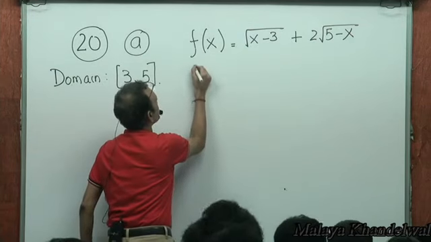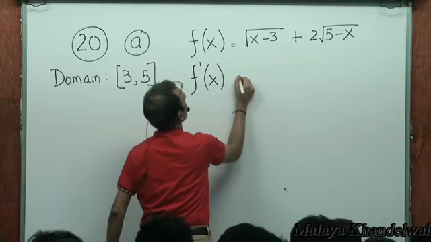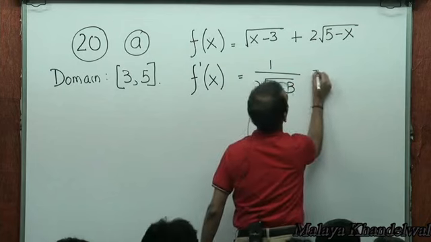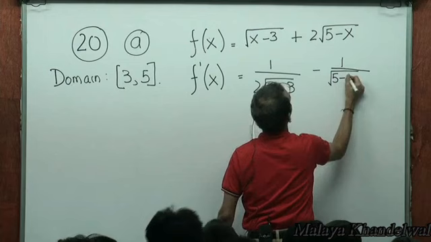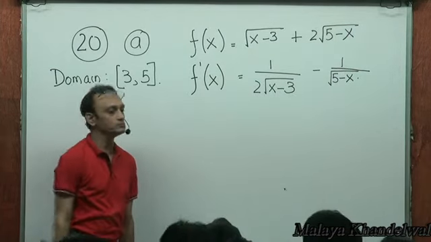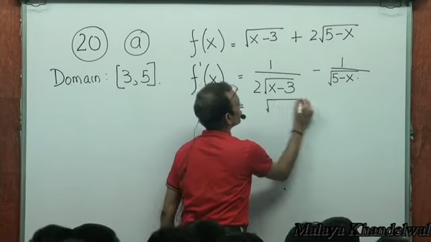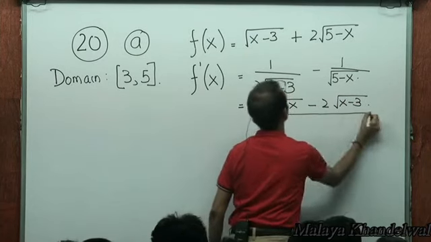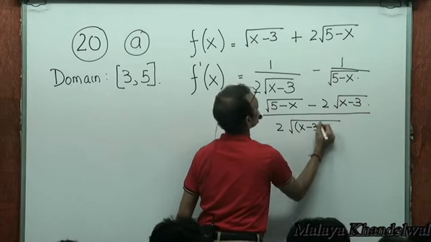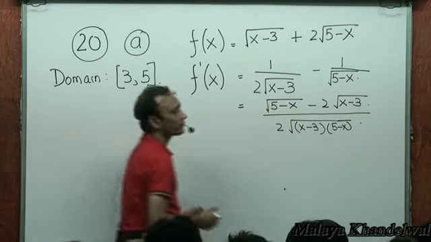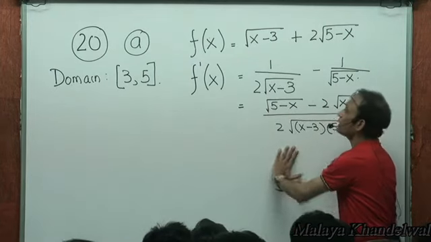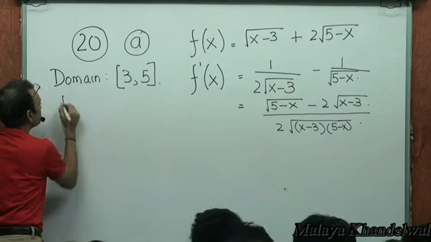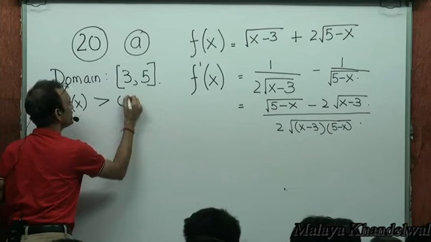Now, if I differentiate this, f dash x is root(5 minus x) minus 2 root(x minus 3), divided by 2 root((x minus 3) into (5 minus x)). The denominator is always positive. Let me find the interval in which f(x) is increasing. That means f dash x greater than 0. That will give me the interval in which f(x) is increasing.